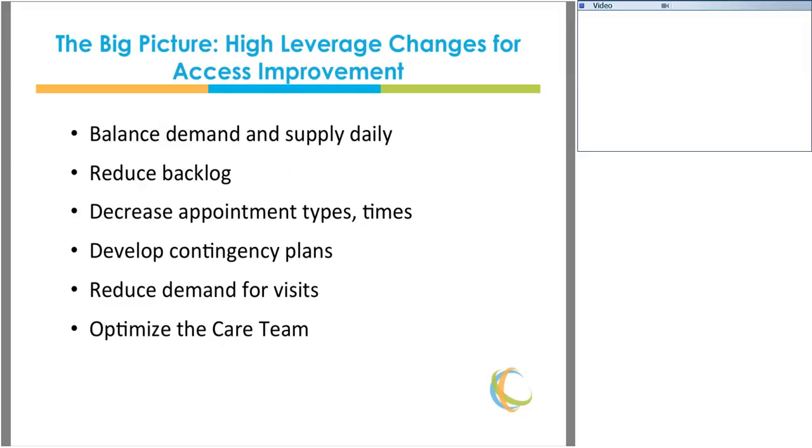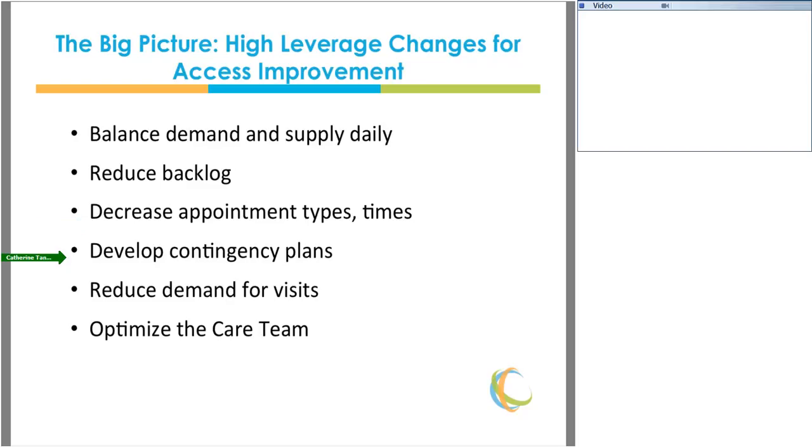Now, these are the high leverage changes that we're going to be drilling into, the 6 high leverage changes for access. Today we've talked about what it is and how it compares to other systems, but our calls coming up down the road are going to really get into the nitty-gritty strategies for balancing demand and supply daily, reducing that backlog or gap between where you are today in terms of delay and where you want to be. How do we effectively decrease appointment types and times, and what's the advantage to that?